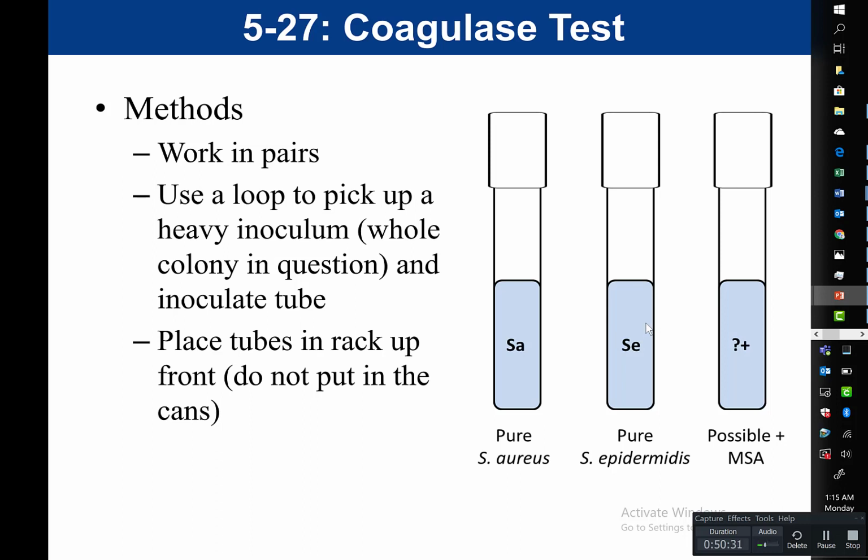These are our controls. Staph aureus we expect should be positive. It should form a solid clot. Staph epidermidis would be negative. This should still be a liquid.